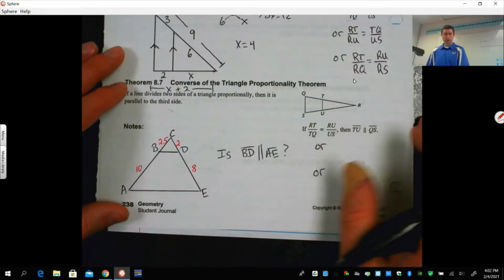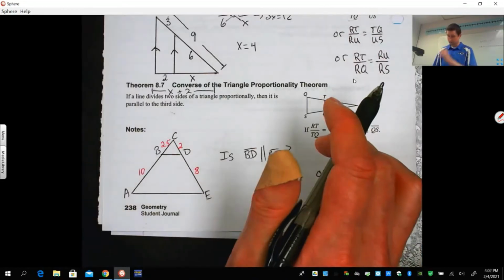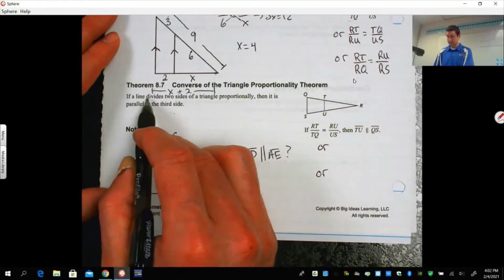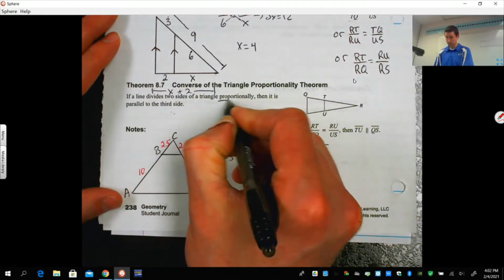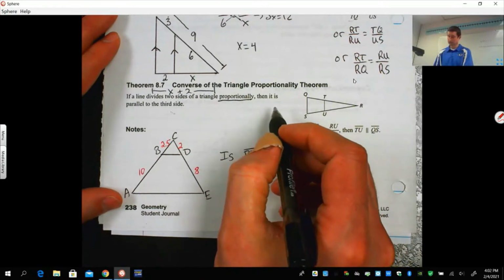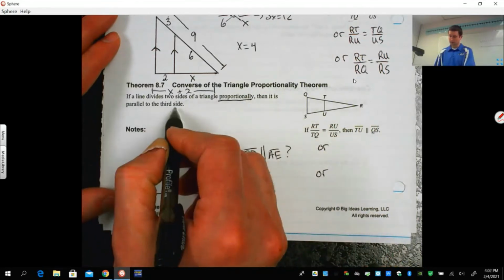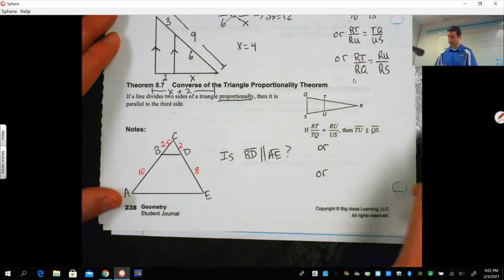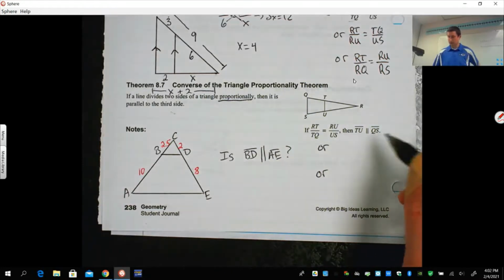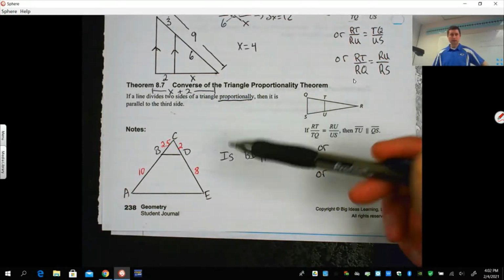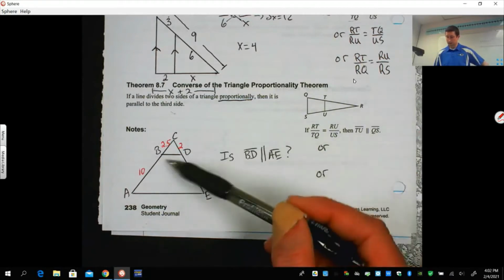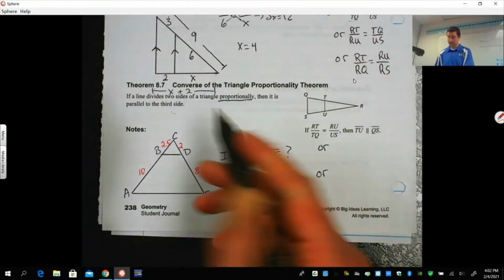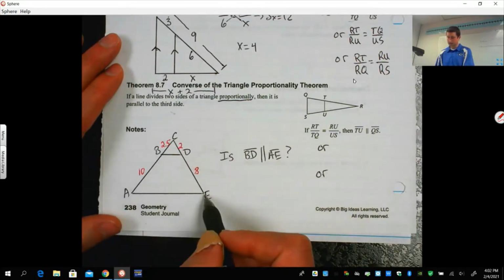The converse of the triangle proportionality theorem: if a line divides two sides of a triangle proportionally, then it is parallel to the third side. Okay, that's the converse of the triangle proportionality theorem. So the question here would say, given the proportions, is BD parallel to AE? They're giving us all these different sides. Is BD parallel to AE?